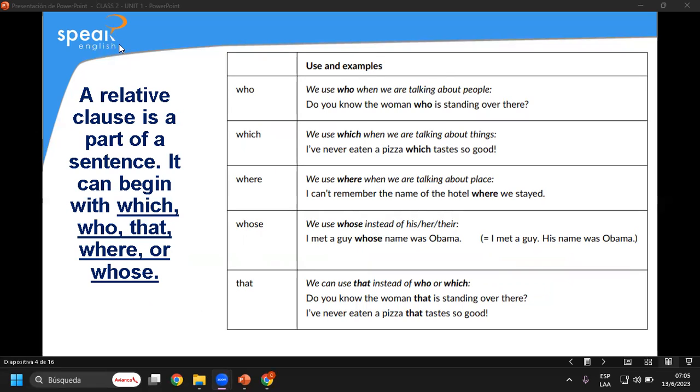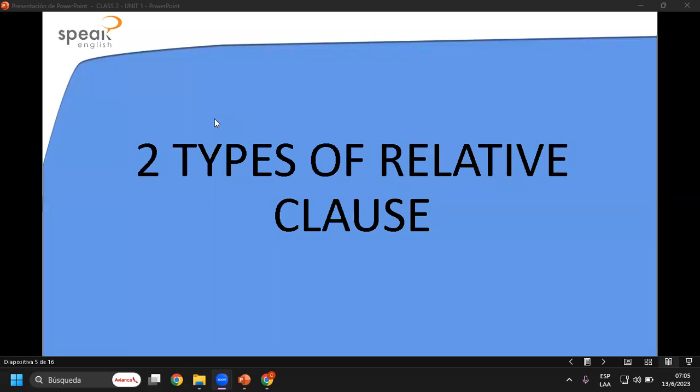But imagine if I'm talking about a place, can I use that for a place? What do you think? Not really, right? Remember that in this scenario, guys, we can use that instead of who or instead of which, but never to replace where. That is not possible. Okay, then we were talking about two types of relative clauses.